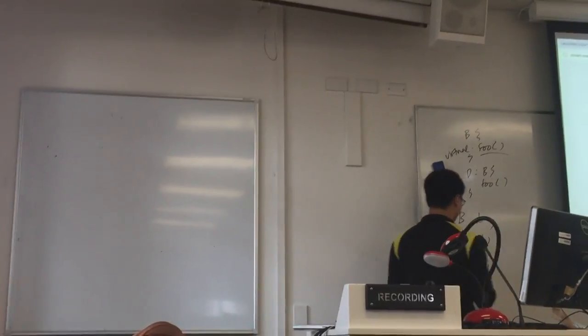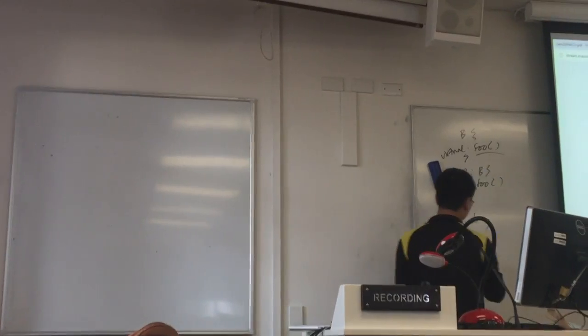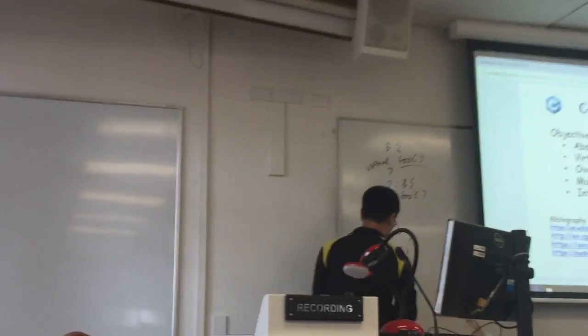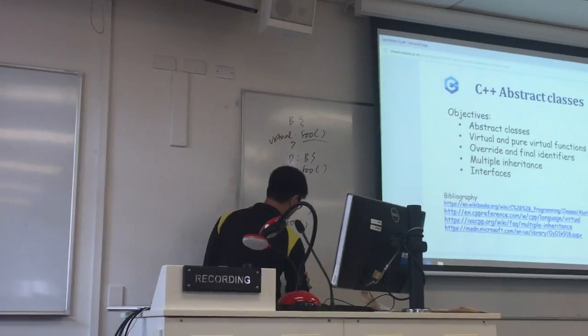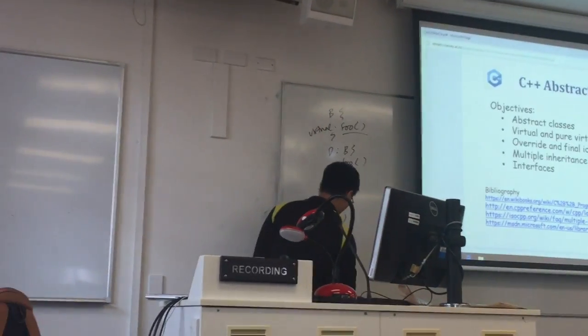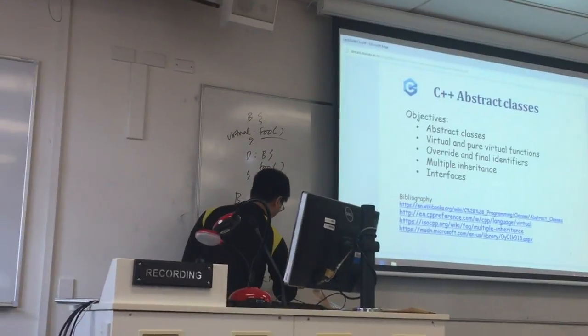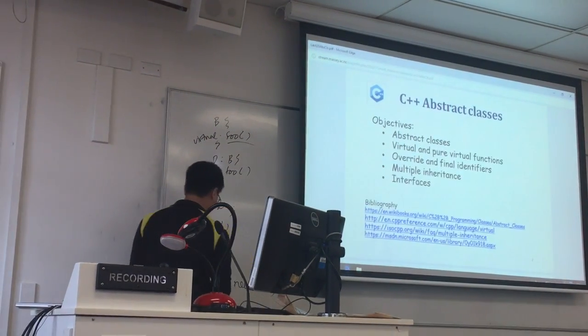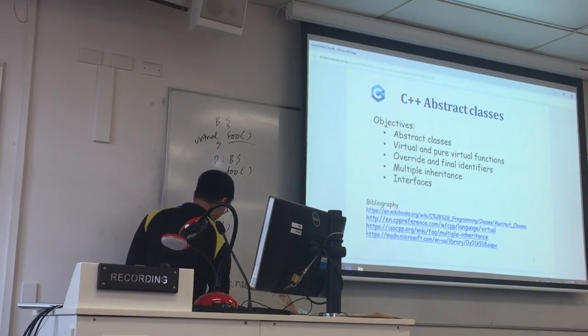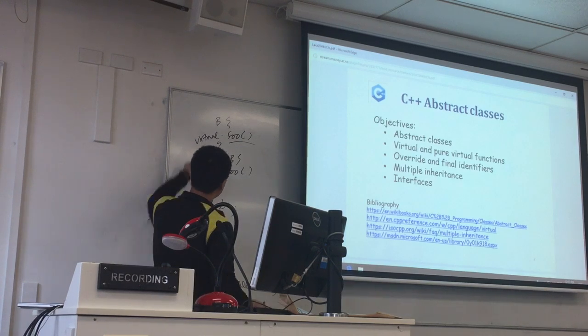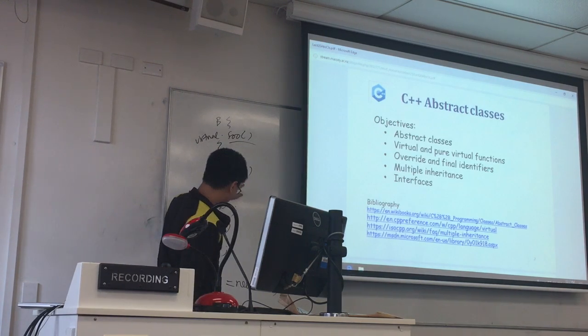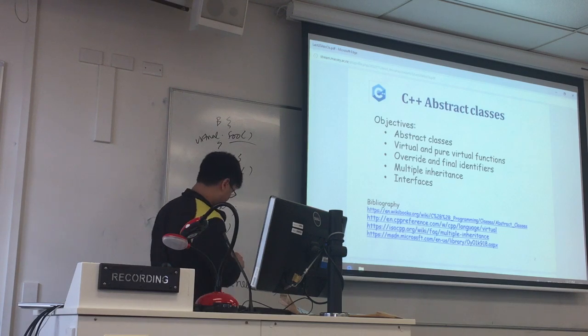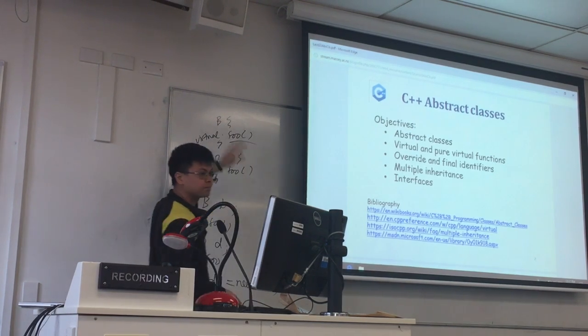When you have a D object and you call D.foo, this function will be called. And if you have a D object but you reference it as a B object, B0, for example, is D, and then you call D0.foo, then if this function is virtual, this one will be called. If it's not, then this one will be called. Okay? So we have two functions.